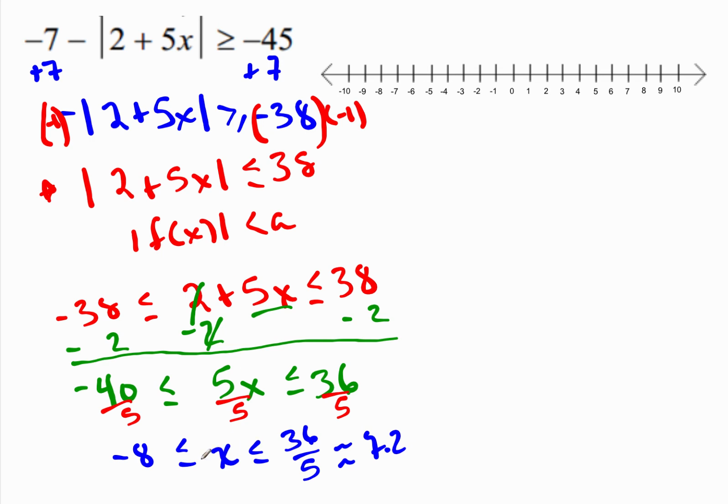So now I have an inequality, and so I know I'm going to have a closed point here. So I know x is between negative 8, and so I'm going to close that point off. And about 7.2. So this is the solution to this inequality.